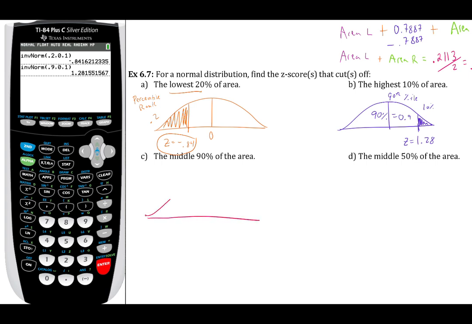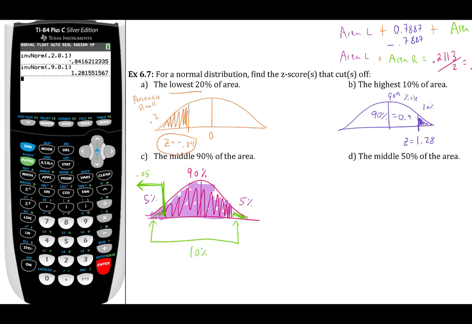Now C and D, again, are dealing with the middle. I'm going to do these quickly. We're given the middle 90%. If we're talking about the tails then, that means that the green regions, when we add them together, will both be 10%. So each of them will be 5%. So in my calculator, I can find the lower value by using an area of 0.05. And I can find the upper value by using a total area of 0.95, because I would be adding the 5% and the 90%.